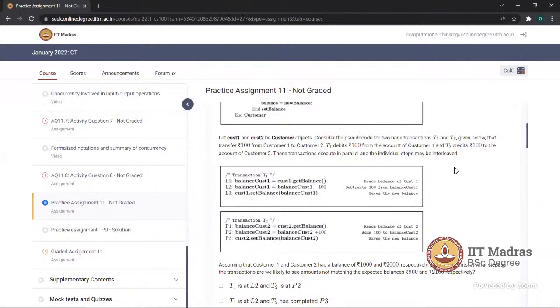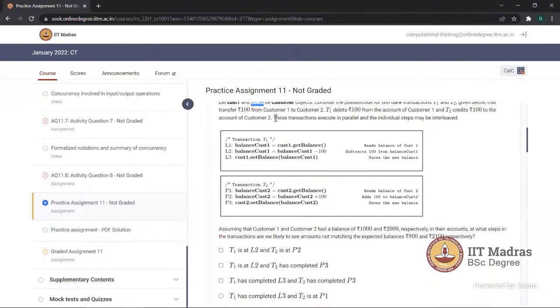Two transactions are given below that transfer 100 from customer 1 to customer 2. So we are transferring 100 rupees from customer 1 to customer 2, right? It is supposed to debit 100 rupees from customer 1 and credit 100 rupees to the account of customer 2, correct? You deduct 100 from customer 1's account and deposit that 100 into customer 2's account. It's simple enough. Just minus 100 on one side and plus 100 on the other side. That's how this transfer will happen.